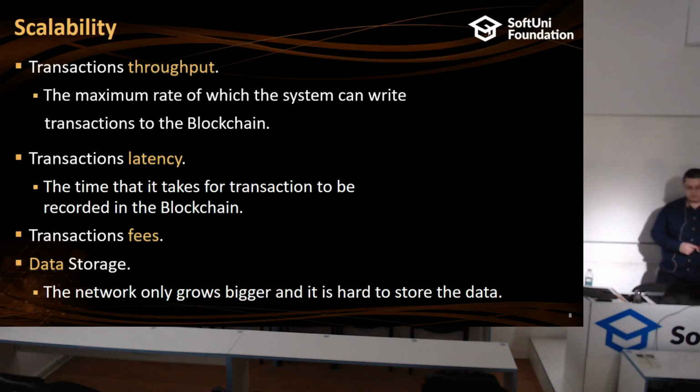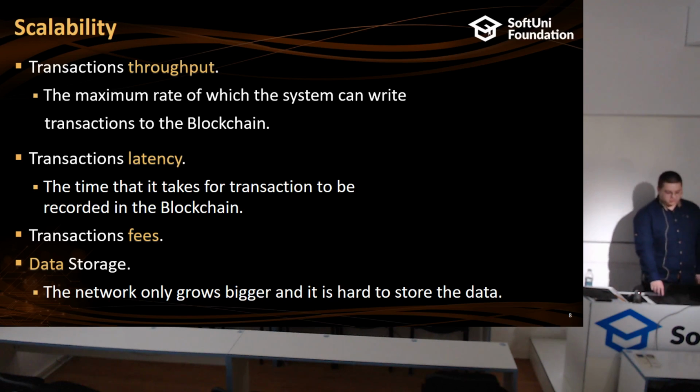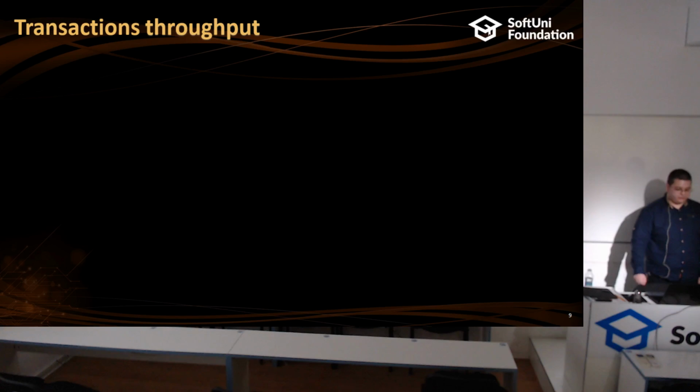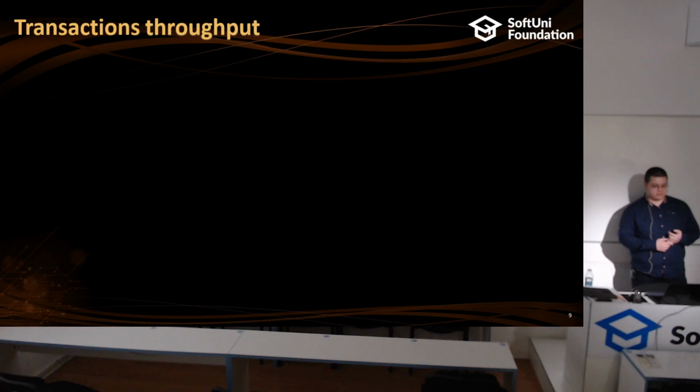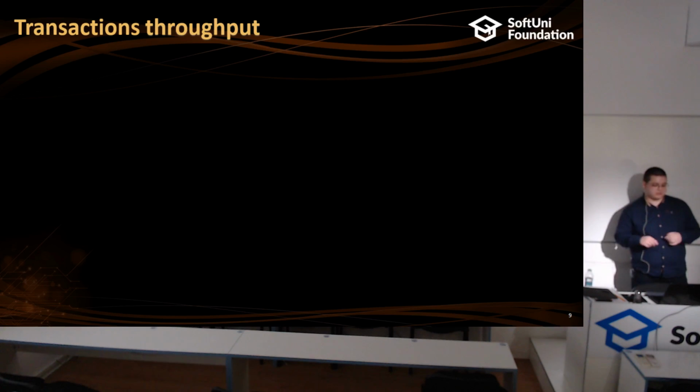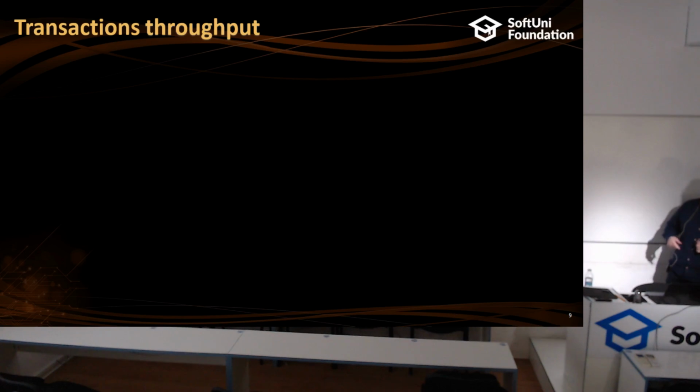As the network is immutable, it only grows bigger, and it's really hard to store the data and keep it running fully decentralized. So the first set of issues, the first metric that we are going to check, is transaction throughput. So what is actually transaction throughput? Basically, you probably have heard of the sentence "transactions per second," and that's how the transaction throughput is measured.